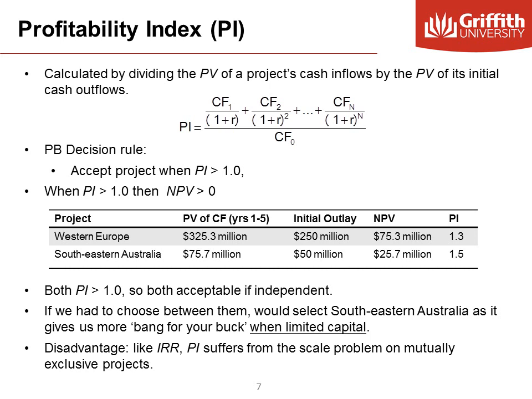We can say that for every dollar invested, we get back $1.30 from the European project, out of which 30 cents is the value created. Similar with the Australian project. For every dollar invested, we get back $1.50, out of which 50 cents is the value created.